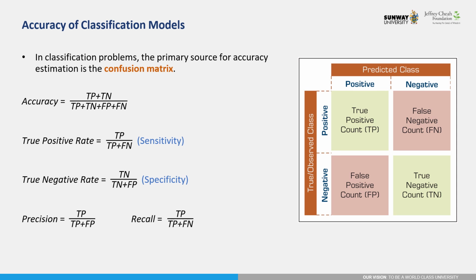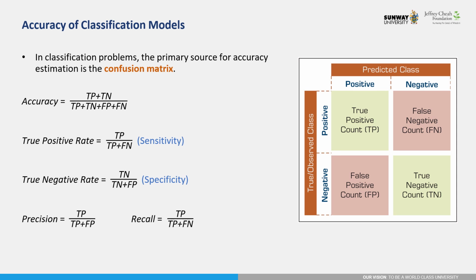The confusion matrix also shows you sensitivity, which is also called the true positive rate. The true negative rate is also called specificity. Then we have precision, which is true positive divided by true positive plus false positive. These are the formulas.